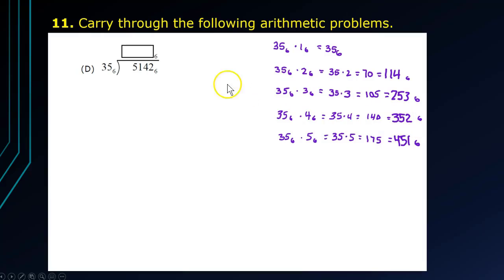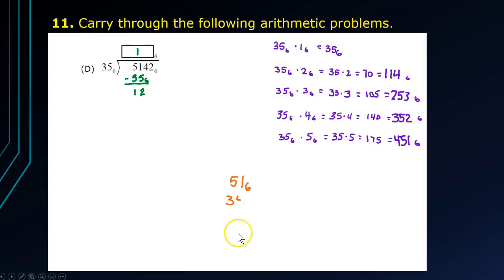So with that in mind, carrying through long division as usual, the 5 is too small for 35, even base 10 or base 6. So 51. 51 is bigger, so we want to see how many times 35 base 6 can go into 51 base 6. As you can see here, going in once would give you a 35. Twice would be 114. That's too big. So a 1's going to go up here. I'm going to subtract, and I would get 12.